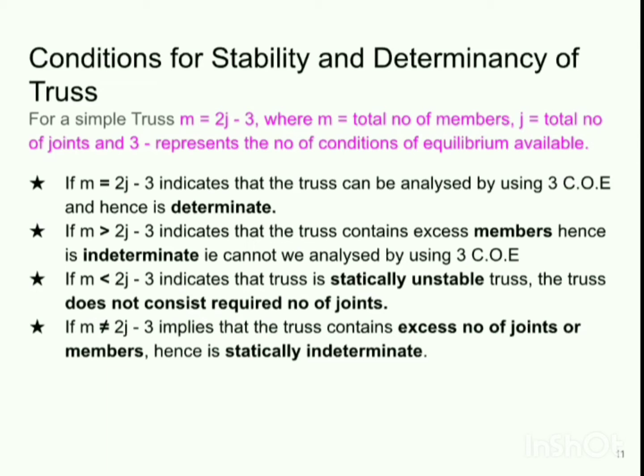M less than 2j minus r indicates that the truss is statically unstable. As we have seen in the previous slide, such a truss is unstable and may collapse. So it does not consist of the required number of joints for stability of the truss. If m not equal to 2j minus 3, it implies that the truss may consist of an excess number of joints or members, and hence it is statically indeterminate.